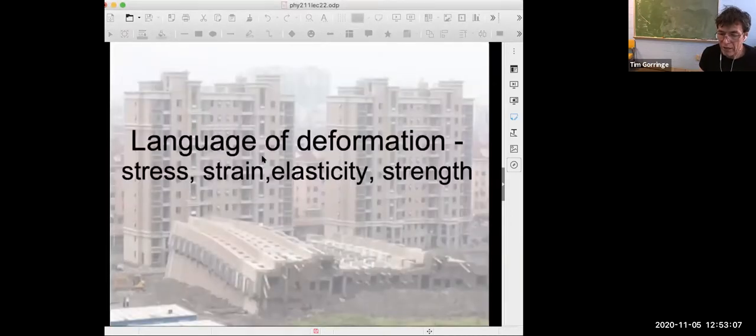Okay, so now I want to get on to, we've developed the model. I want to get on to the language that we use for deformation. There's some technical language that we use for deformation that we'll work with when solving problems about deformation of solids. And the terms are stress, so we're going to have to learn what that is. Strain, we're going to learn what that is. Elasticity, what that is. And strength, what that is in this physics context, in this context of deforming solids.